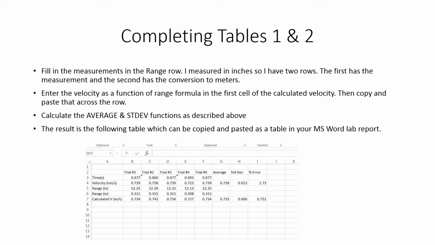You fill in the range measurements across the row that says range in inches. Then you take the first cell in the range in meters and you multiply the cell above it by 0.0254 to get the range in meters. Then you can copy that cell and paste it across the row, and all of the range in meters will fill in.